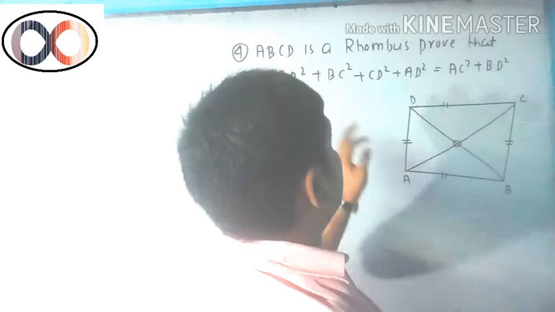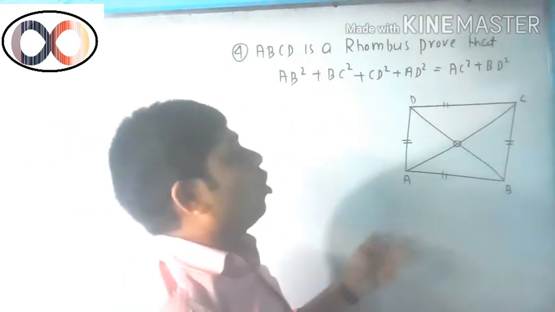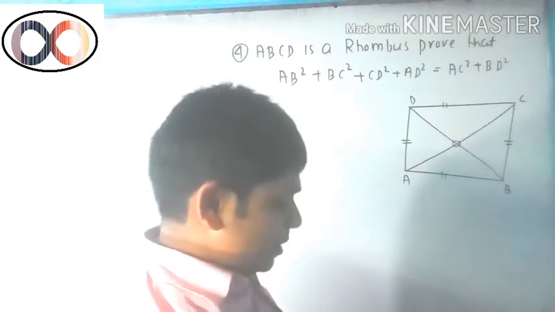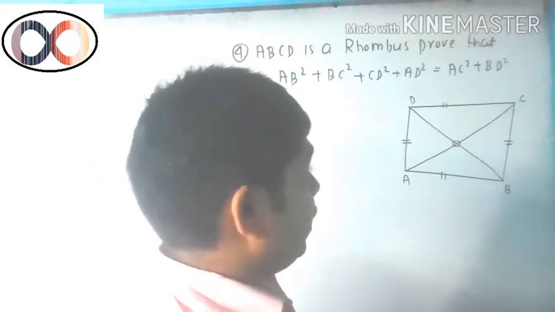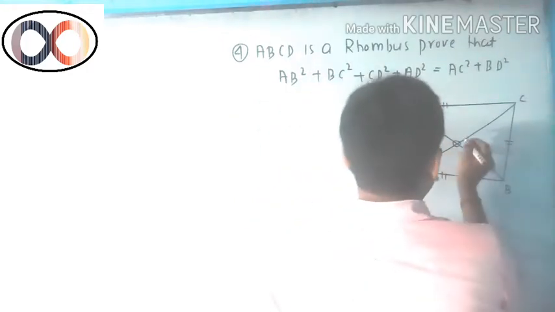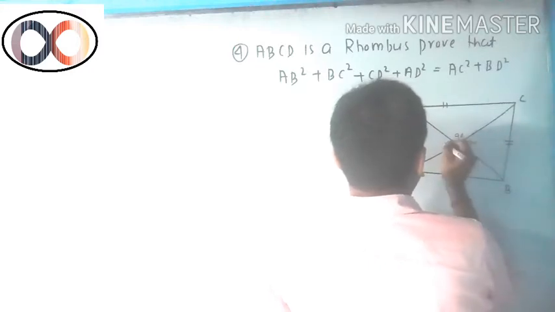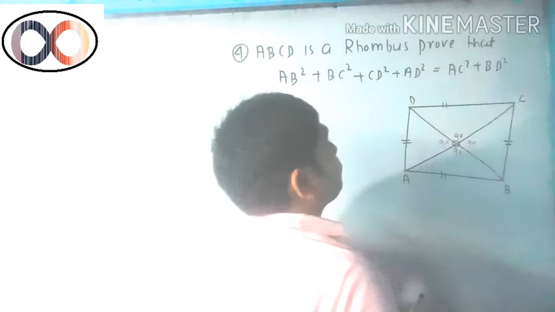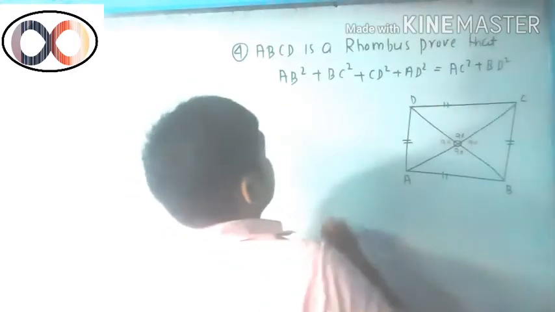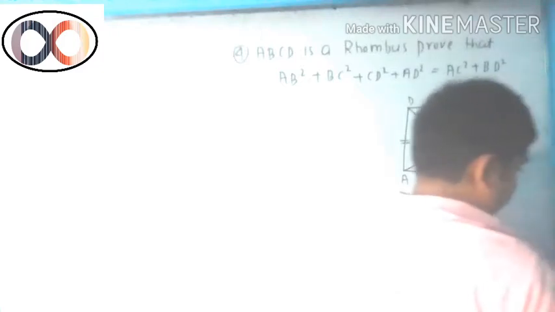As you know, a rhombus is a quadrilateral in which all the sides are equal and the diagonals bisect each other at a right angle. It means we can write here the diagonals also bisect each other. So this is 90 degree, this is 90 degree, and this is also 90 degree. We need to prove AB square plus BC square plus CD square plus AD square equals AC square plus BD square.